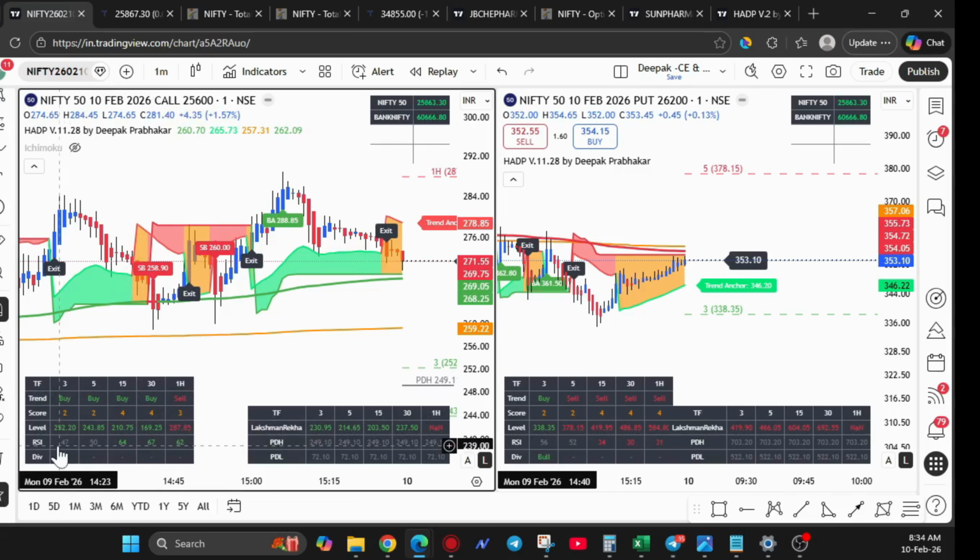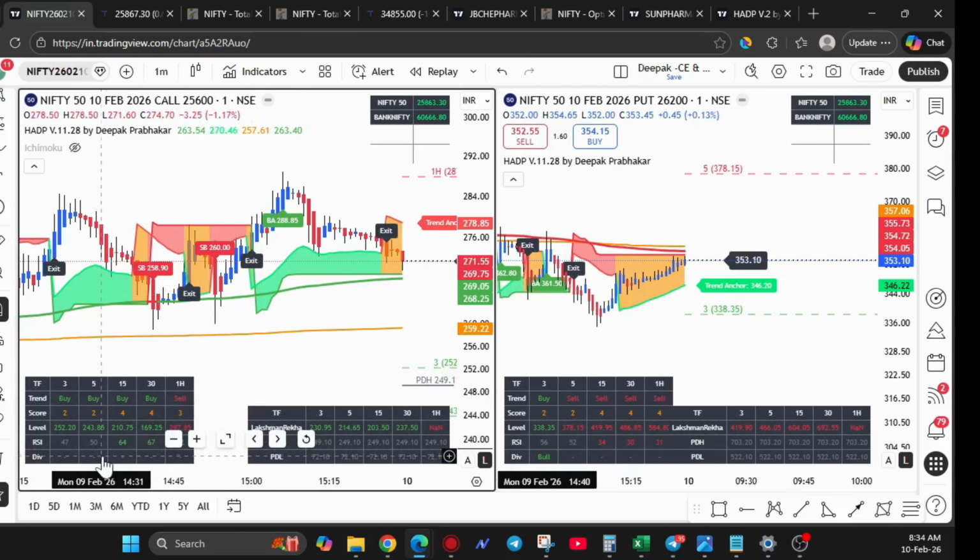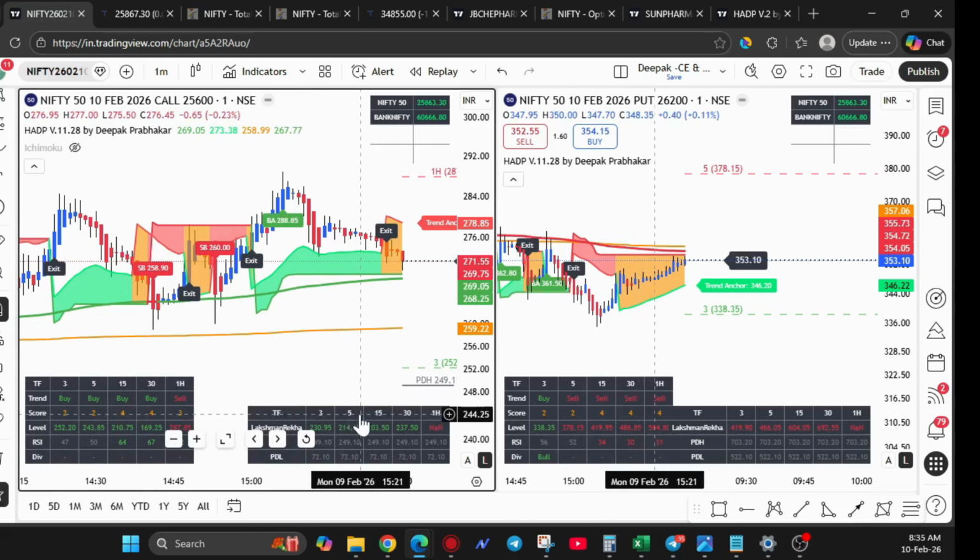And then what it shows is RSI values for each of the time frames. 3 minutes RSI is 47, 5 minutes is 50, 15 minutes RSI is 64, 30 minutes is 67, and 1 hour is 62. That is what it means. Okay, and then there is a divergence row. So a divergence will print if there is a bullish or bearish divergence noticed on any of these time frames. And on the right side there is a dashboard called Lakshman Rekha.